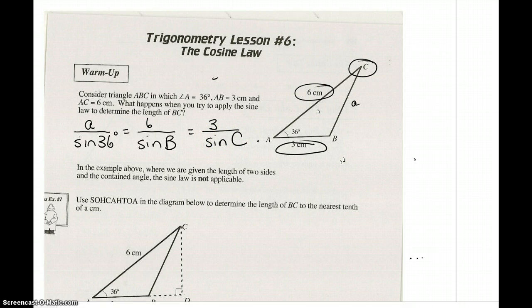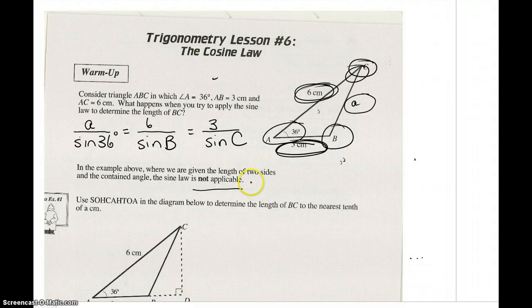Now it says in the example above, where we are given the length of two sides and the contained angle, the sine law is not applicable. The reason we can't actually use this is because we do not have a link between the side and the angle. We have an angle, we don't have a side. We have a side, but we don't have an angle. We have an angle, but we don't have a side. So we can't solve. We have too many pieces of information that are missing.